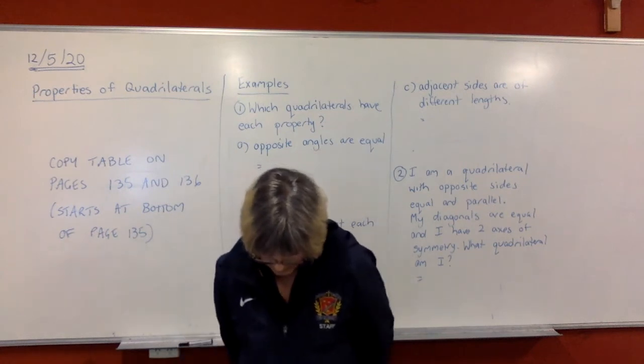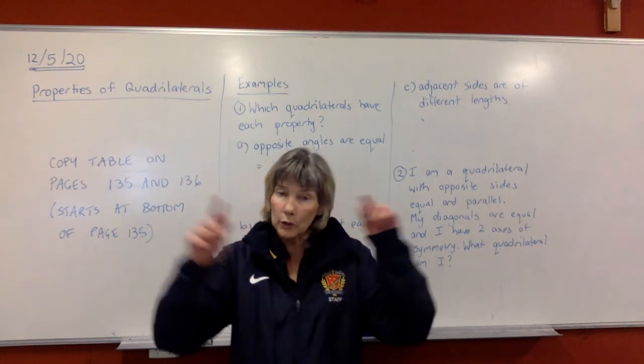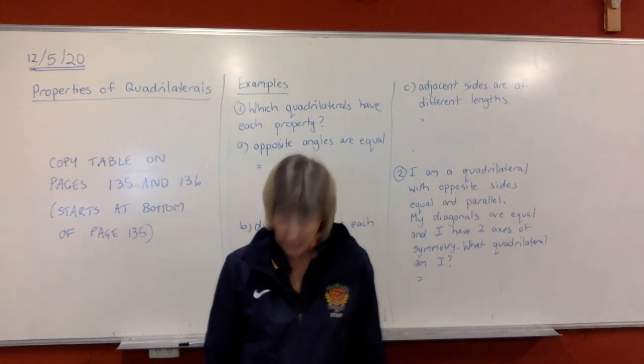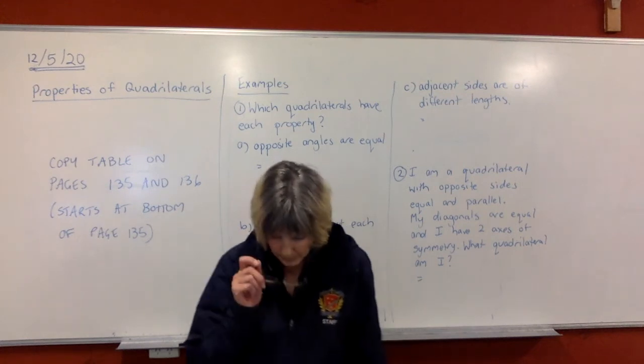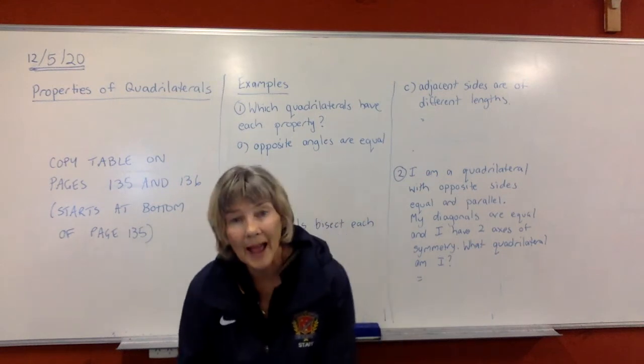The fourth dot point, diagonals are, those two diagonals on the square are equal in length. So diagonals are equal. And the last dot point, diagonals bisect each other at.